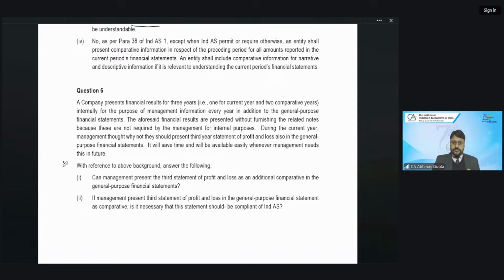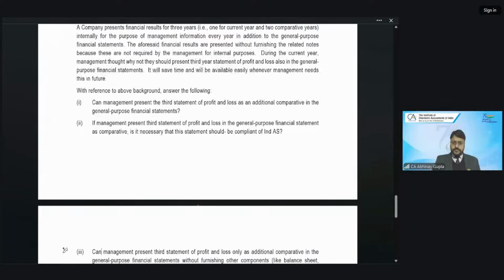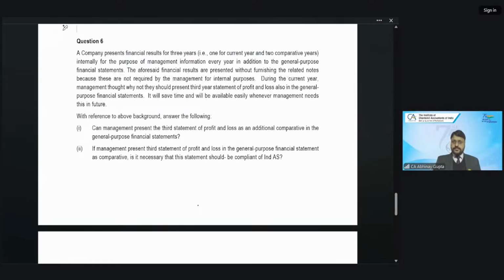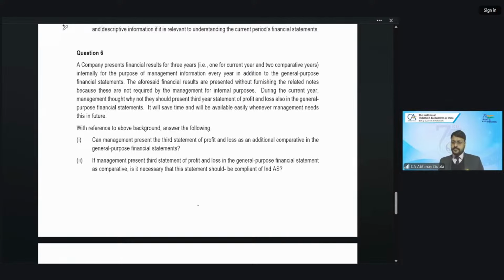Even if there is a current year transaction also, it has to be reported. Yes, right. Either current year or earlier year. Right. Perfect. Question number 6.